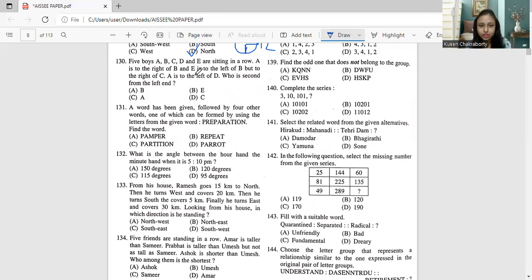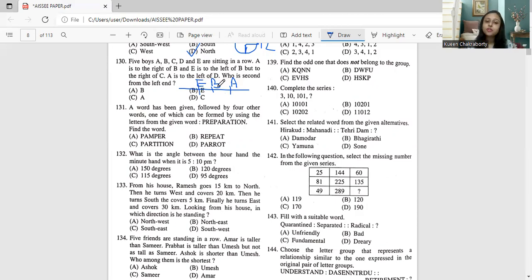Let's mark it. This is a row, and we have A, B, C, D and E. So A is to the right of B. Okay, so if we consider B here, A is to the right of B, so A will be here. And E is to the left of B. So the person who is left of B is E. So this is definitely correct.